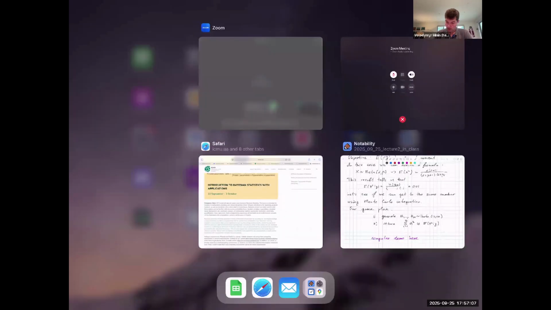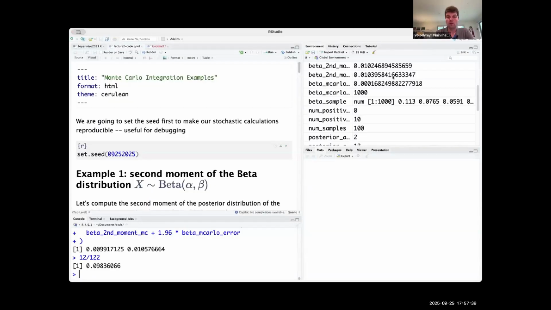Okay, so let me switch real quick. I have only a couple of minutes, but I want to use them. So I posted already on GitHub a little demo. This code is already on GitHub, so you can download it.